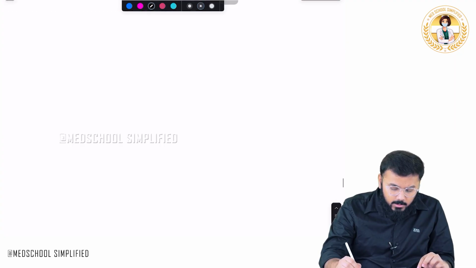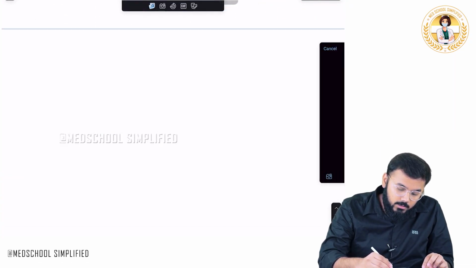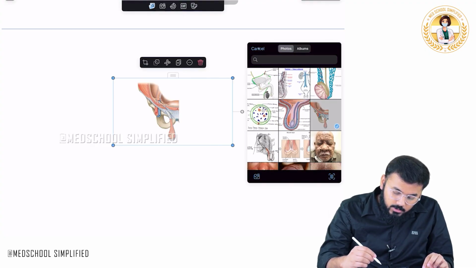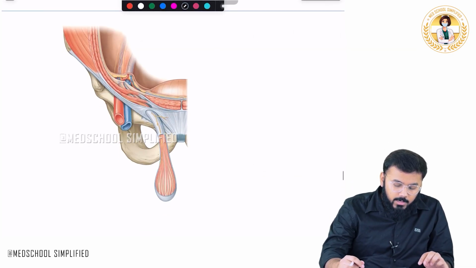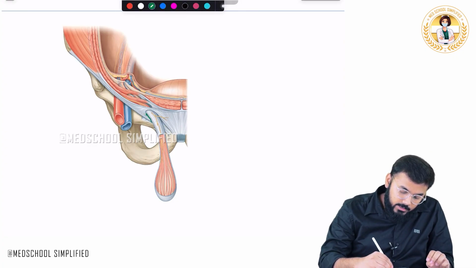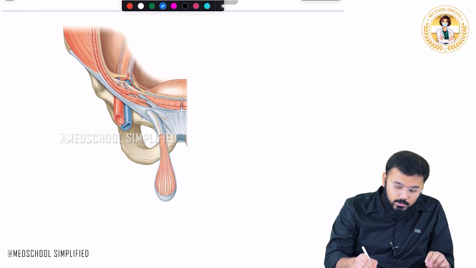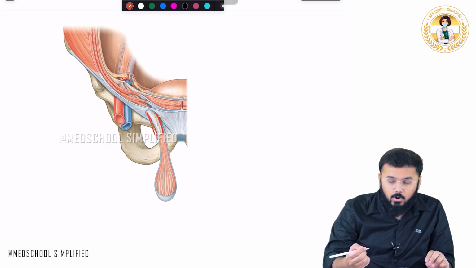If you look at the picture, you will understand. Let me put up the picture over here so that it would be better understandable. So this particular structure over here, you can see, is your spermatic cord, right? You can very clearly see in this picture this structure that is coming down. Let me use another color. So this structure which is coming down is called your spermatic cord.